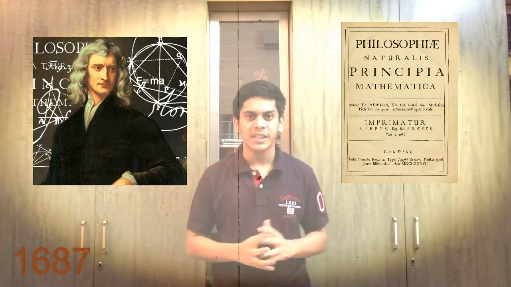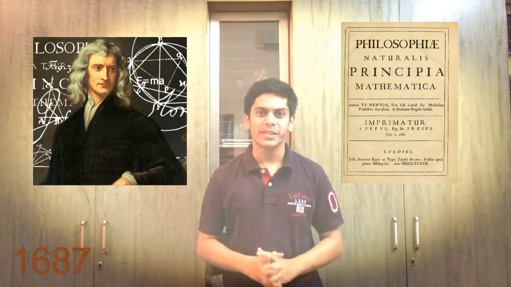Well, let's go back to the year 1687. It was in this year that Sir Isaac Newton published Principia, in which he hypothesized the inverse square law of universal gravitation. So, if F is the gravitational force acting between any two objects of mass m1 and m2, which are separated by a distance r, then F is directly proportional to the product of m1 and m2, and F is inversely proportional to r square.